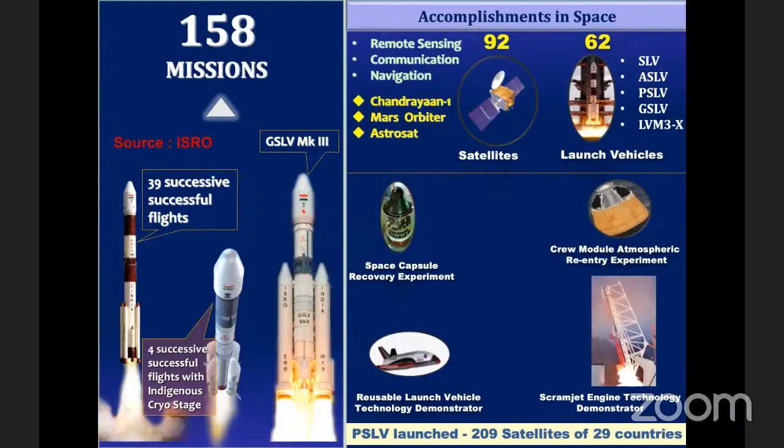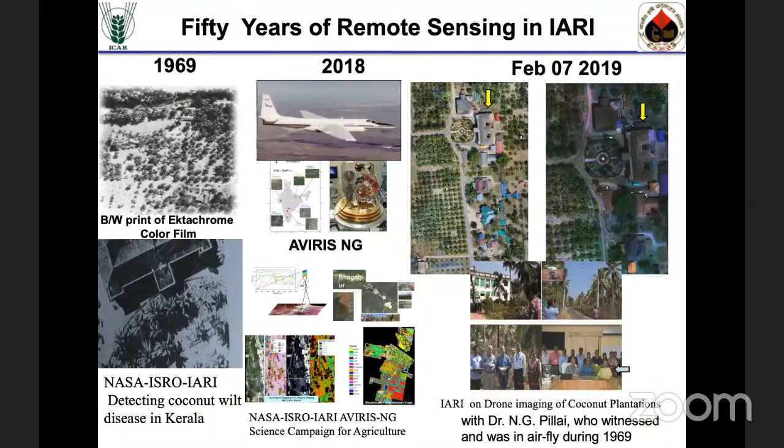ISRO is number one with respect to the SMESH missions and capability with respect to agriculture and different natural resource management. Technically, with respect to spatial resolution, temporal resolution, and spectral resolution, ISRO has developed its own, the best technology in the world till now.